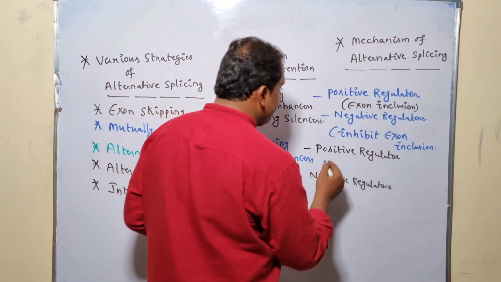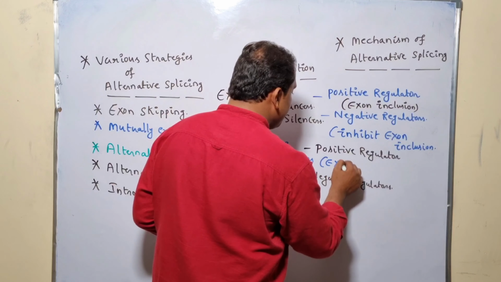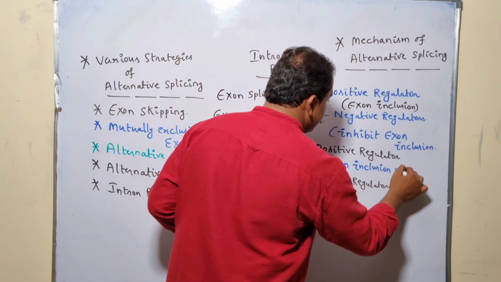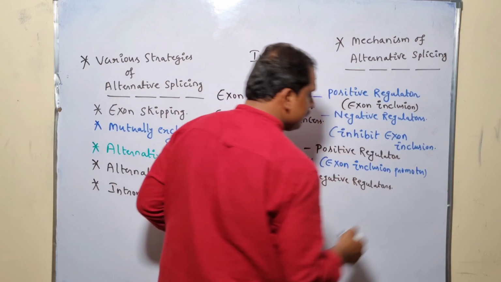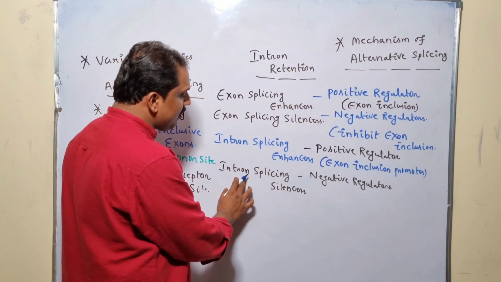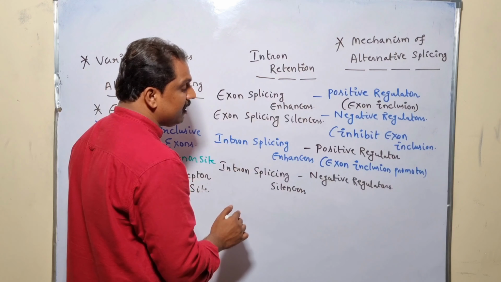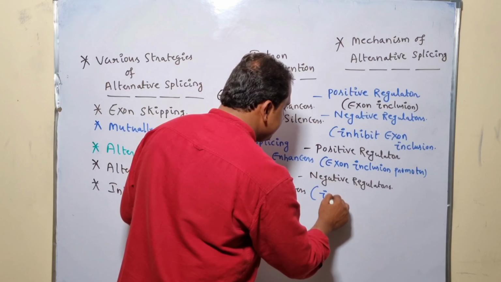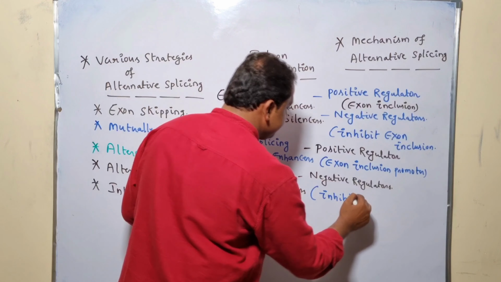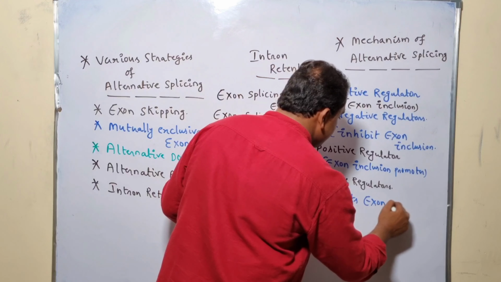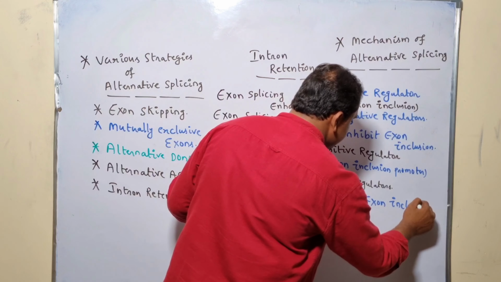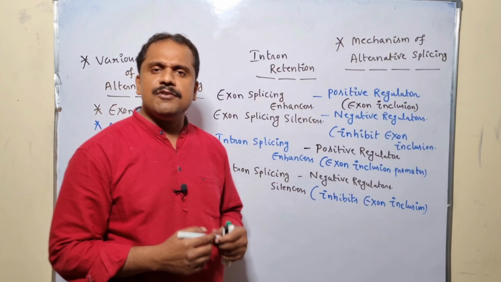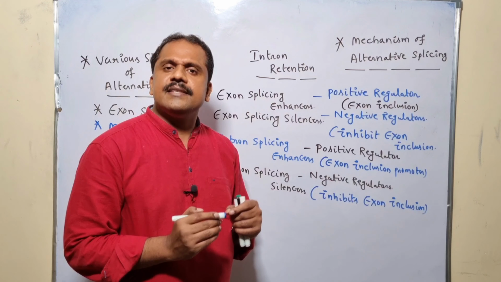So here the positive regulator, again, is responsible for promoting the exon inclusion. Is it clear? And whereas the intron splicing silencers are responsible for preventing or inhibiting the exon inclusion. Inhibits exon inclusion. Is it clear? So here this is regarding the alternative splicing mechanism which is successfully organized in case of higher eukaryotes.